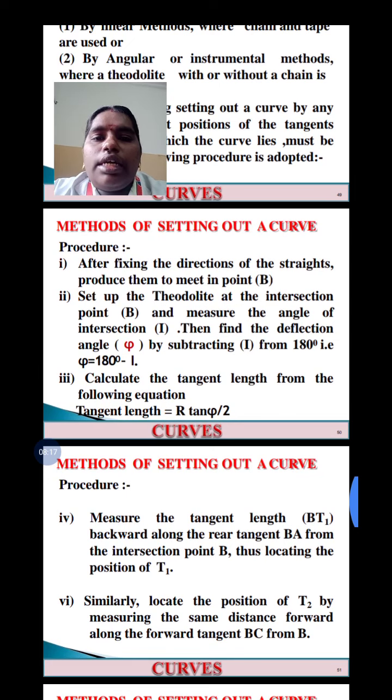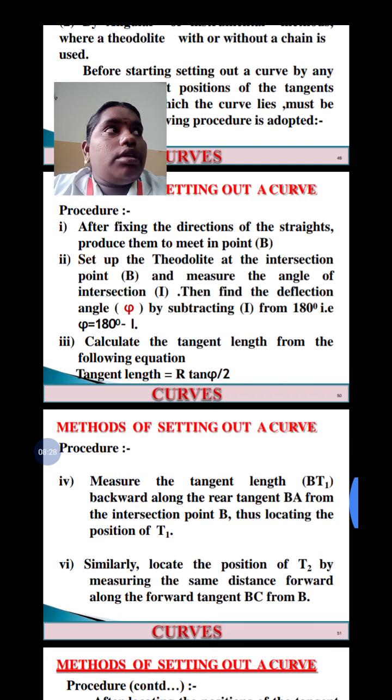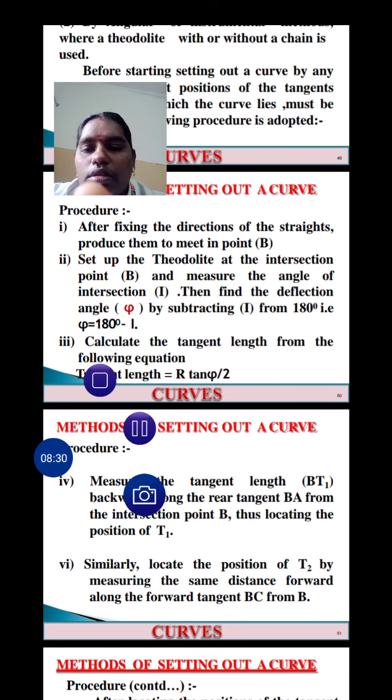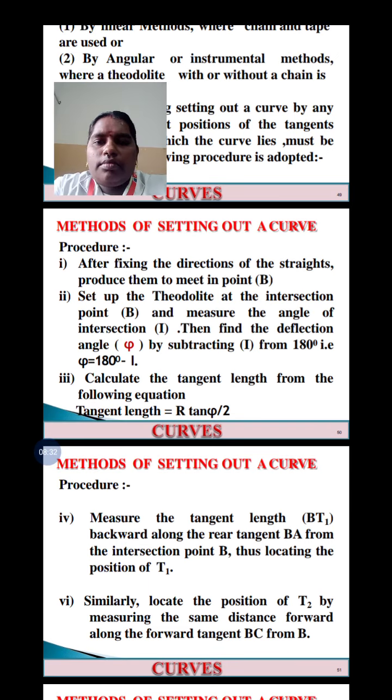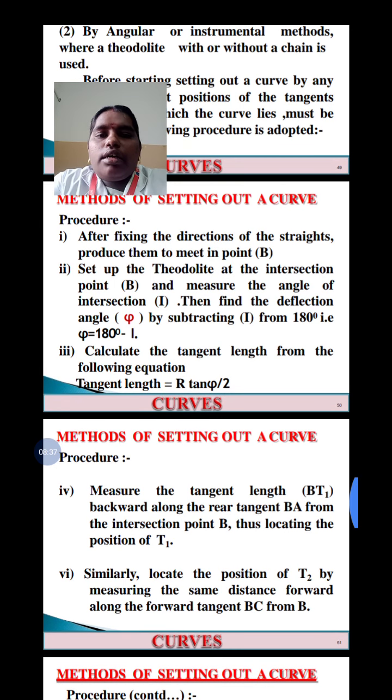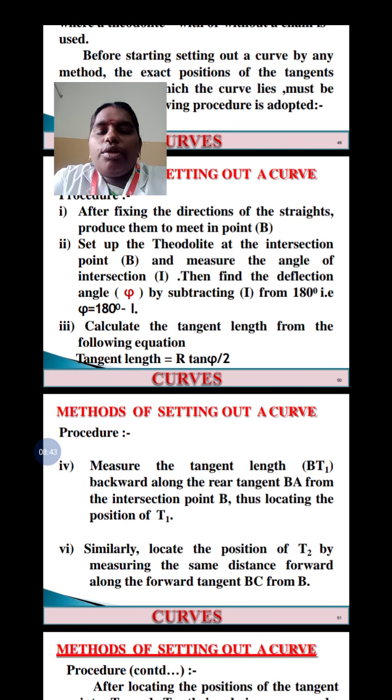First one, setting out of the curve. First set up the instrument, then fix the direction of the straights and produce them to meet at point B. Next, methods of setting out of a curve. Set up the theodolite at the intersection point B, and then measure the angle of intersection.